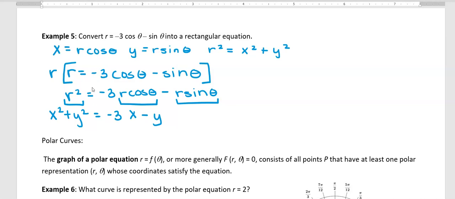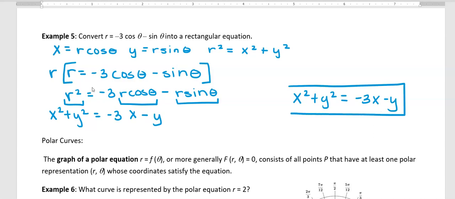So now we have x squared plus y squared equals negative 3x minus y. And so we can actually leave the equation in this form since it might not be so simple to solve in any other way. And now we have changed it from polar to rectangular form. So that is the same equation written in a different form.